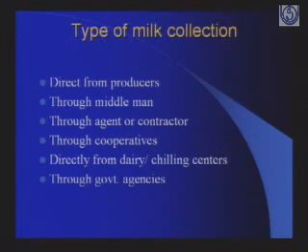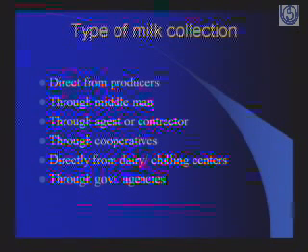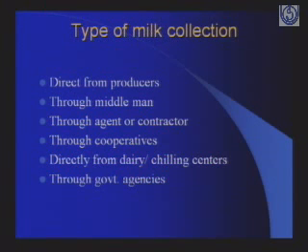Then, types of milk collection, how the milk is collected from the producers. First is direct from the producer. Milk is collected directly from the producers by the dairy plant or the personnel of the dairy plant. Now in this system, you are in direct contact. The advantage is that you are in direct contact with the producers. You know about their problems. You can influence them to produce milk of better quality.